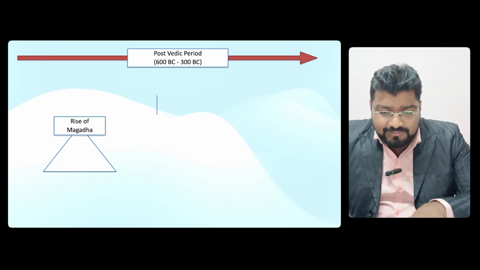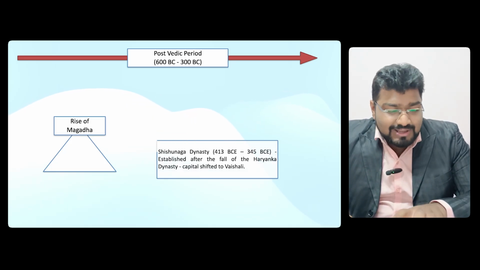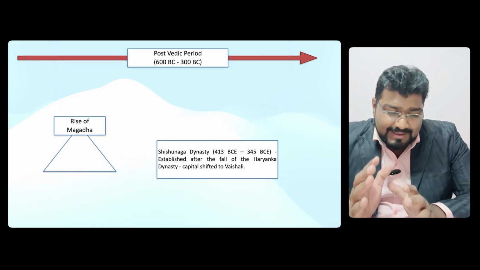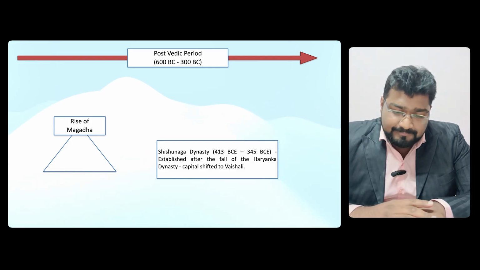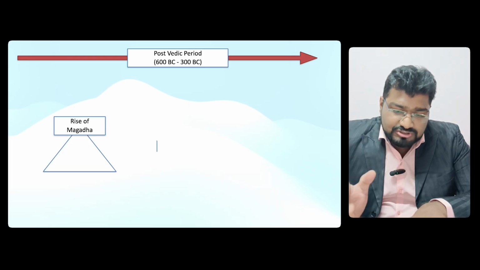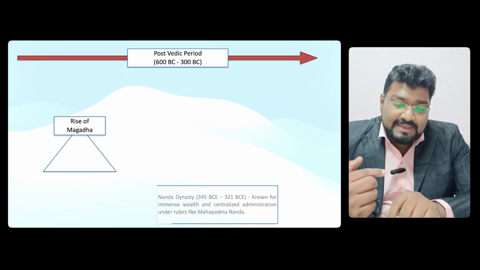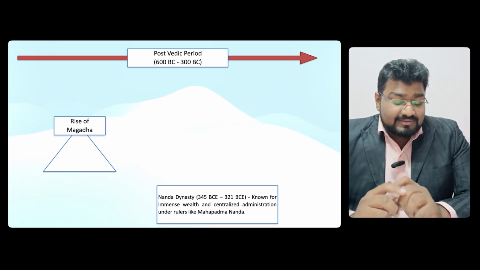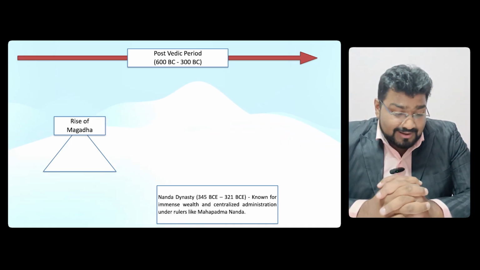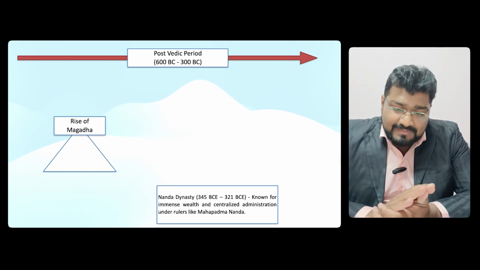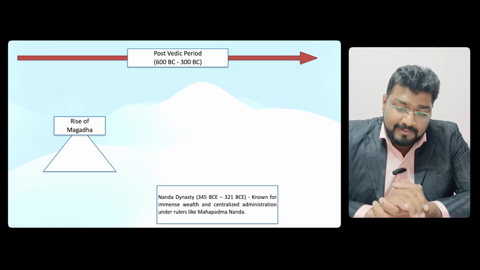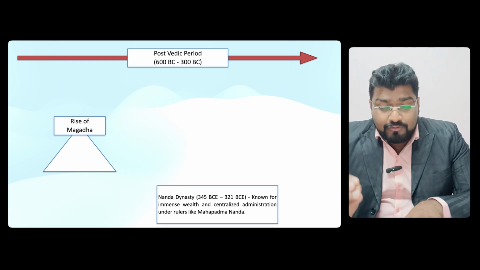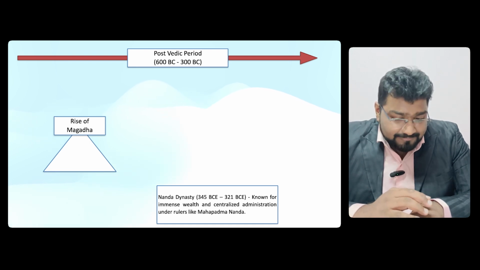Then, moving ahead, we will see the Shishunaga dynasty, established after the fall of the Haryankas, and they shifted the capital to Vaishali. Then, post that, the Nandas came into power. The Nanda dynasty was known for its immense wealth and centralized administration under rulers like Mahapadmananda, one of the powerful kings, right? So Magadh was the heartbeat of ancient India's politics.